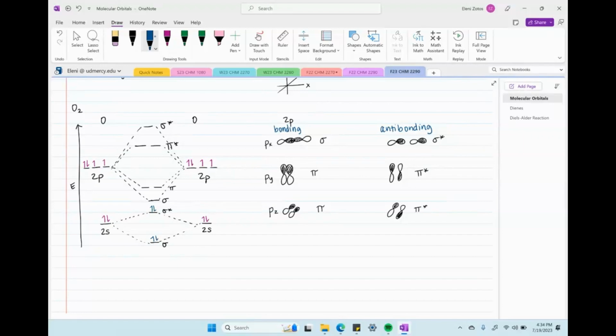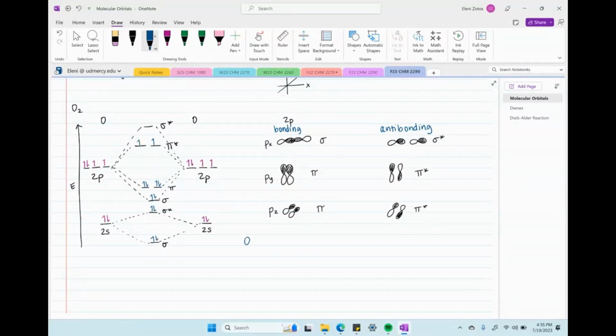We need to add a total of 12 electrons. So we have 4. Now we can add 5, 6, 7, 8, 9, 10, 11, 12. So there we have all 12 valence electrons in the dioxygen molecule filled in the appropriate molecular orbitals.